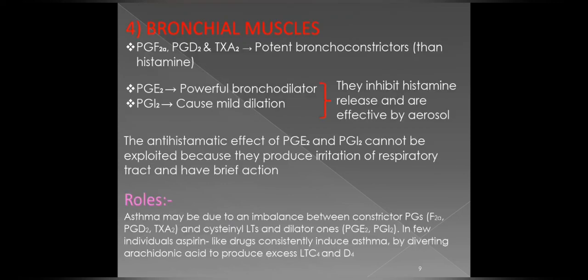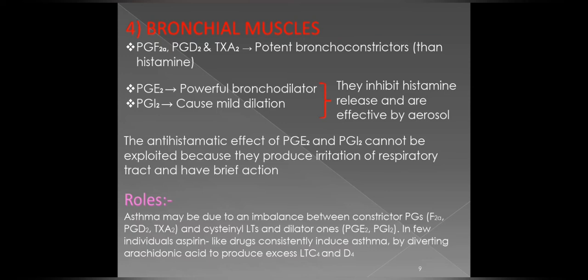Prostaglandin F2 alpha, prostaglandin D2 and thromboxane A2 are potent bronchoconstrictors, while prostaglandin E2 and I2 cause bronchodilatory action. That is, PGE2 is a powerful bronchodilator and PGI2 causes mild dilation. So these two can inhibit histamine release and are effective by aerosol. The antihistaminic effect of PGE2 and PGI2 cannot be exploited because they produce irritation of the respiratory tract and have a brief action.